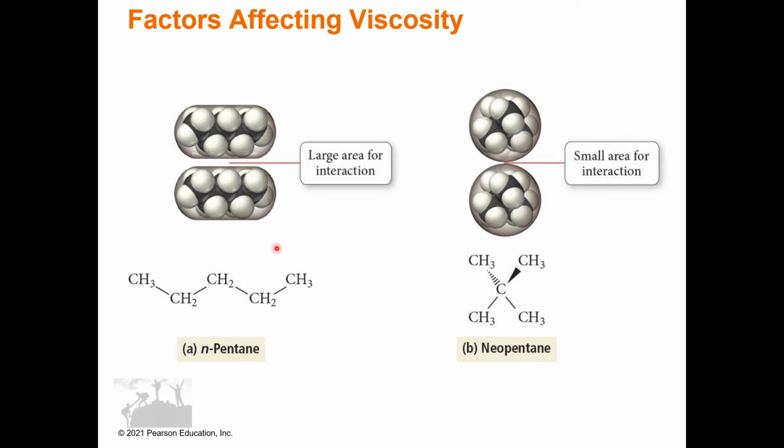Also, straight chain molecules like this will be tangled among themselves. So n-pentane would be more viscous compared to neopentane. Here we would see a smaller area for interaction, smaller area for attraction, and because it's spherical, the molecules won't be tangled among themselves.